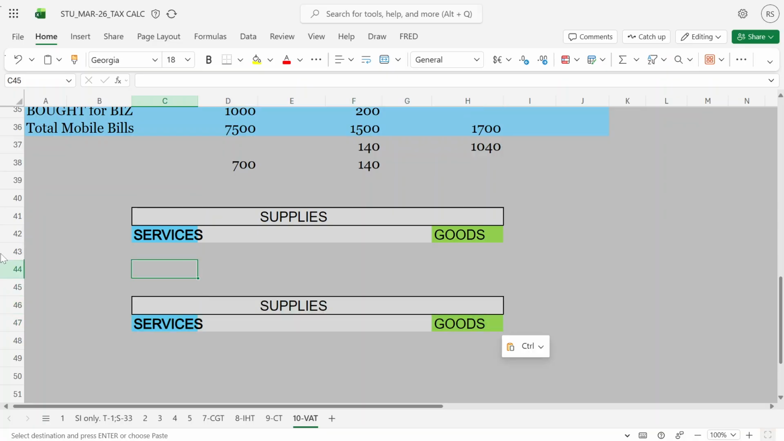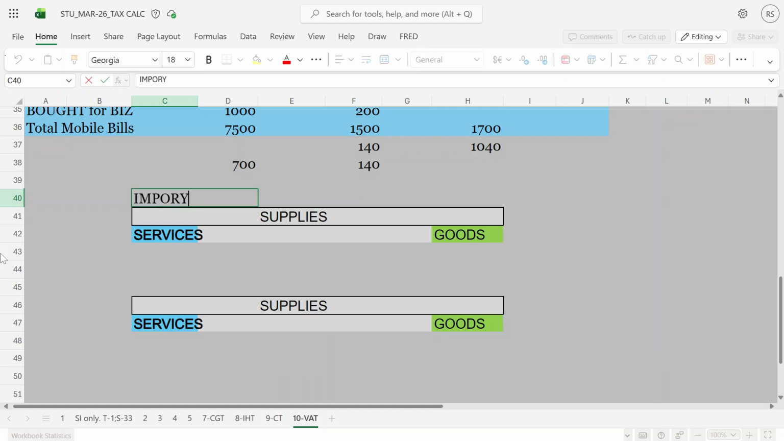Maybe we can do it here. Okay, now how do we write this? Well, let's talk about imports and exports. Okay, so maybe we talk about imports and exports. So let's look at import and export.